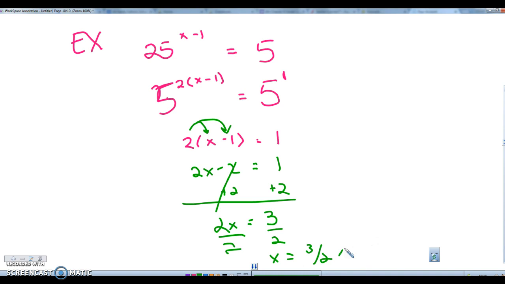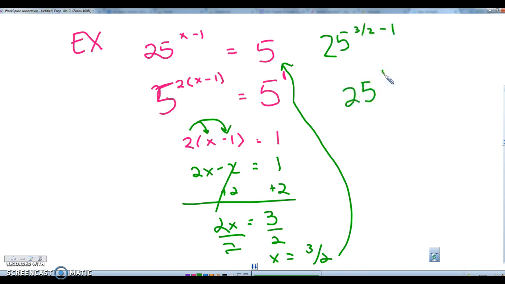If I went back and plugged that in to check, here's my original equation way up here, that would be 25 to the 3/2 minus 1. 3/2 minus 1 is really 1/2. 25 to the 1/2 means I take the square root of 25, which we know to be 5. And hey, that's the answer I wanted originally.